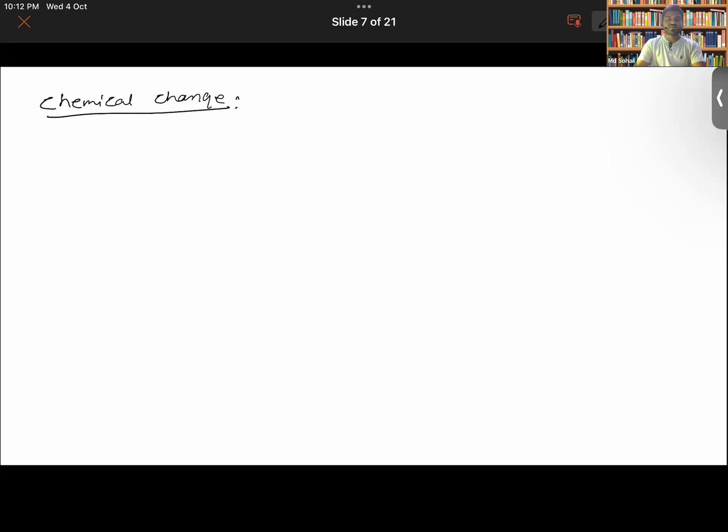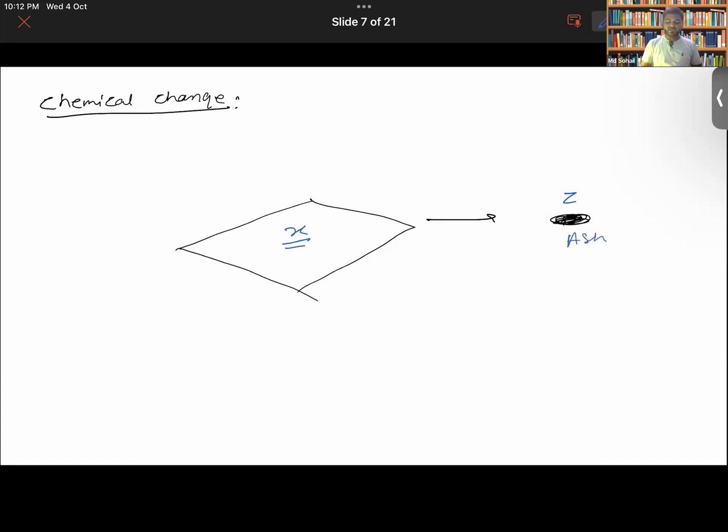For example, take the case of burning of paper. There's a piece of paper which you have burnt. Now it has converted into a piece of ash. So thereby, we see that it might be consisting of some X element in it. Now the ash that has formed consists of, let's say, some Z element in it. Getting what I'm trying to say here? Yes. So in the case of chemical change, the original composition of the substance changes.